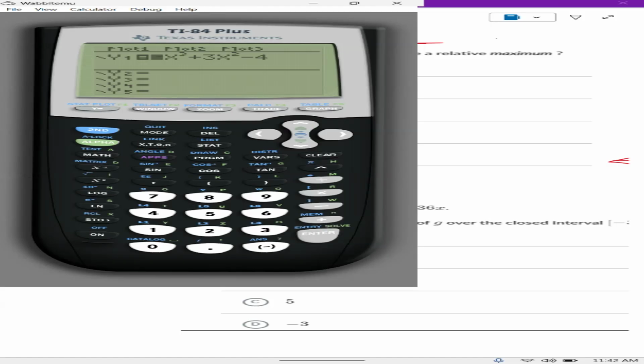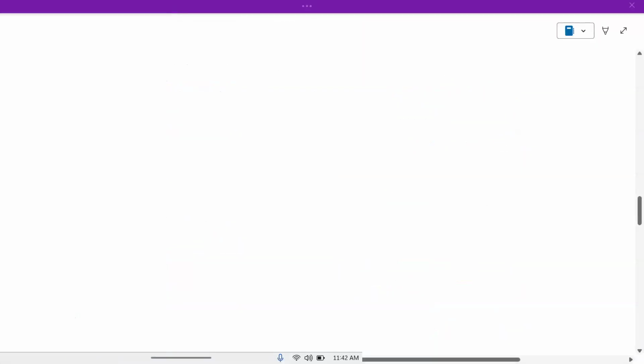Let's go mode. Math print. Boom. Second quit. Y equals. Oh. You're right in the right color, bro. Come on. Oh, I did.